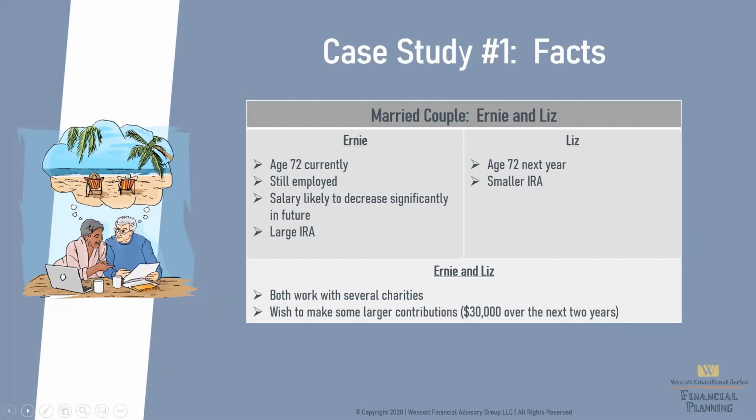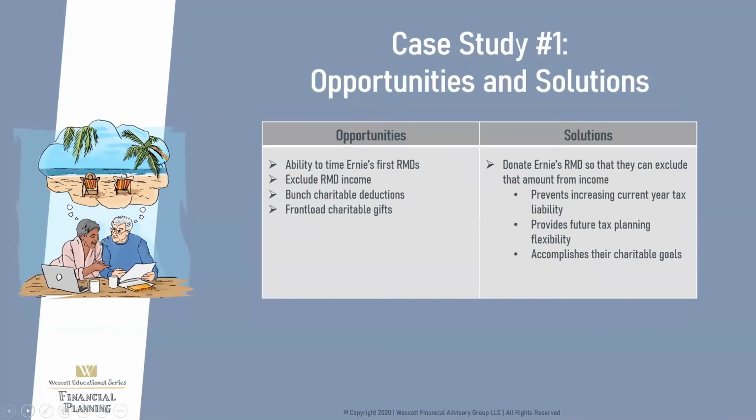Also, Ernie and Liz work closely with several charities and would like to make a contribution of $30,000 over the next 2 years. So, Bob, can you show us what opportunities you see here? Sure, Susan. So the four major opportunities we spot here are one, the ability to time Ernie's first RMD, two, exclude RMD income, three, bunch charitable deductions, and four, take advantage of a higher tax rate by front loading charitable gifts.